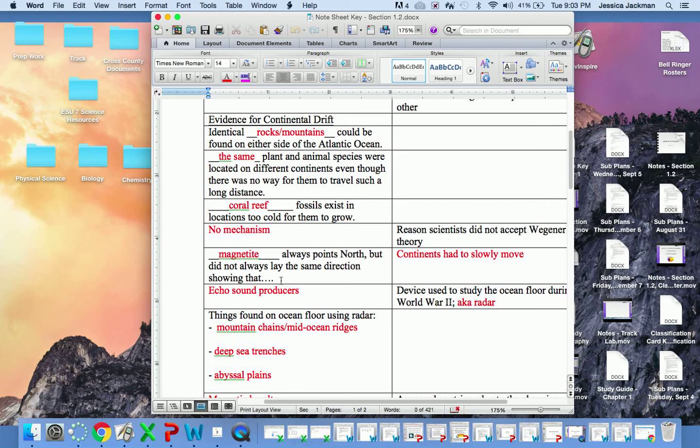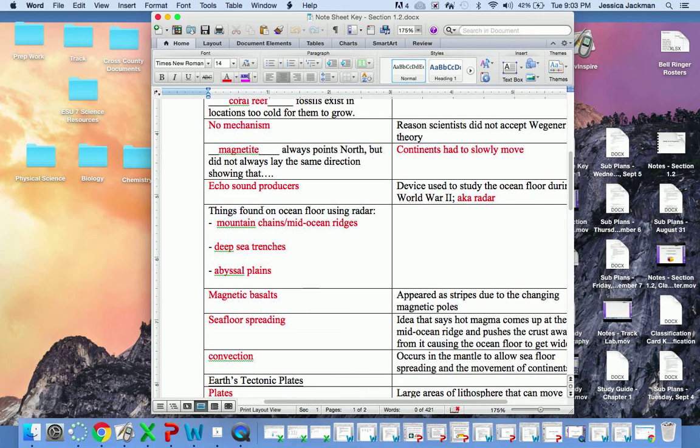There's a material called magnetite. Magnetite is really just a magnetic rock. Those little pieces of magnetic rock always pointed north, but they didn't always lay the same direction, so it shows that continents had to slowly move. If I was there and had time, I would have made fancy continent cutouts and we would have acted this out, but it's not that important for you to know. Just know that's some evidence. You can just memorize it even if you don't understand it. I'm okay with you doing that.